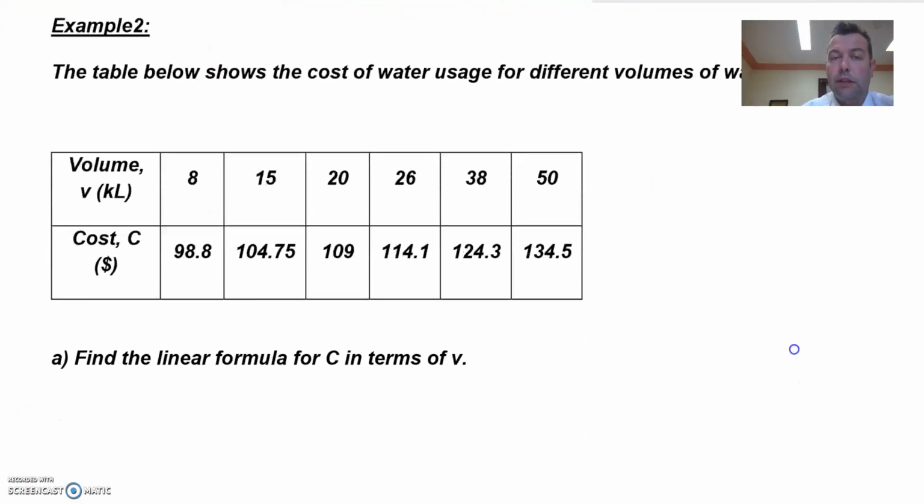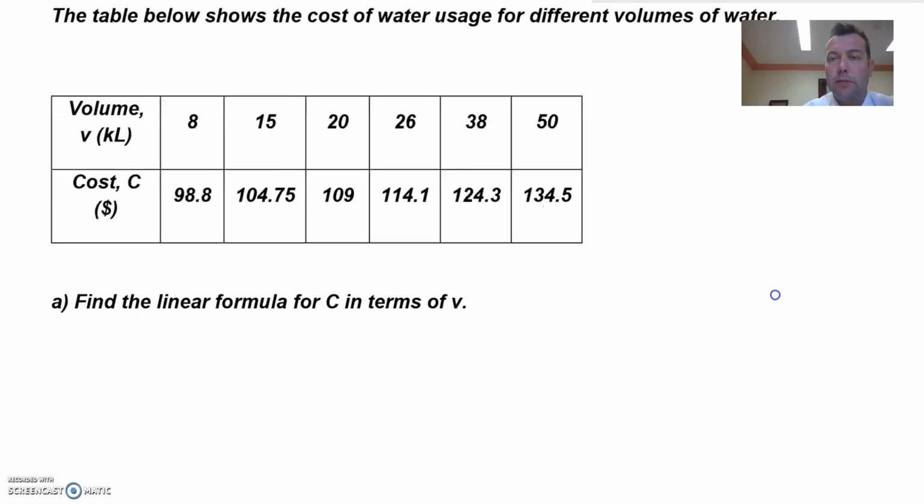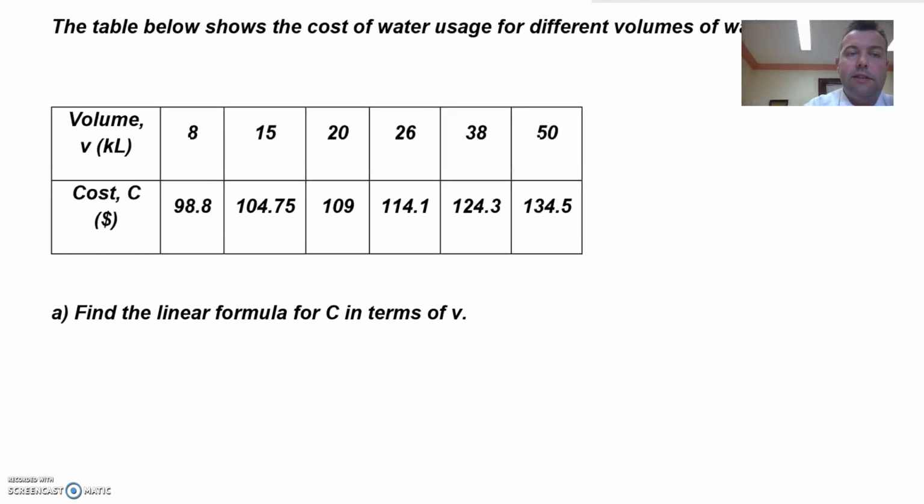Let's look at another example here. This time it's not x and y, but might as well be. Let's just treat it as though they are. Let's call that x and that y. This is my independent variable, volume. This is my cost. The cost depends on the volume. The cost is dependent, the volume is independent.